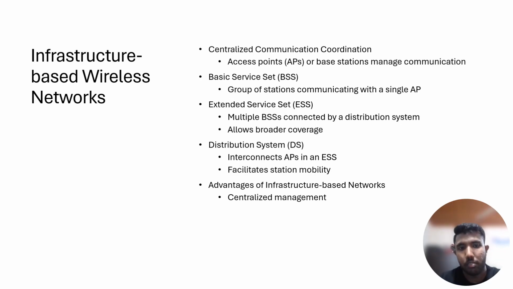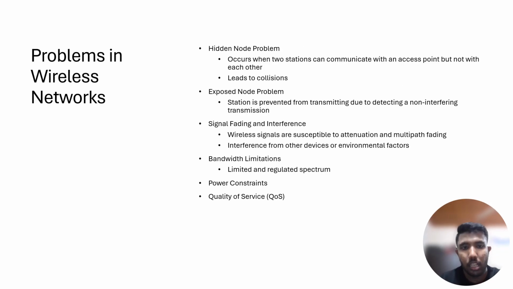On this slide, we discuss infrastructure-based wireless networks. Infrastructure-based wireless networks use central access points or base stations to coordinate communications. They include basic service sets, extended service sets, and distribution systems. These networks offer centralized management, easier security, and extended coverage. We'll move on to next slide.